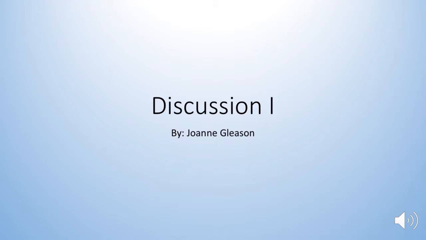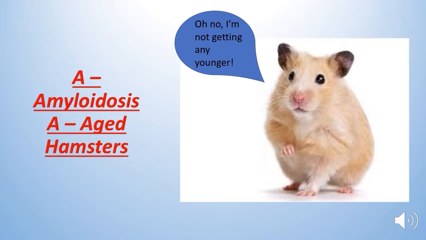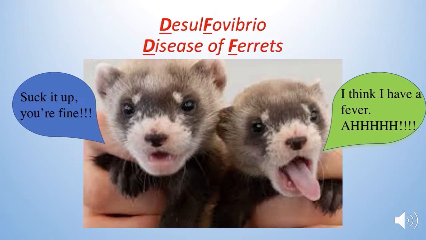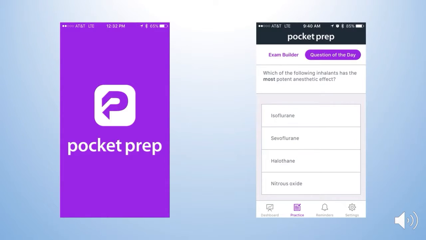My review tips for this video are going to include some associations. If you saw in my previous video, I used associations to help me remember, like connections with A in the amyloidosis and aged hamsters, or the D and the F in Desulfovibrio and disease of ferrets. I've also been utilizing the VTNE app, and I do the question of the day every day and share those questions with others in a mass text. They share theirs in return, so we all have more exposure. I also do at least one practice exam every week, or at least I try to.